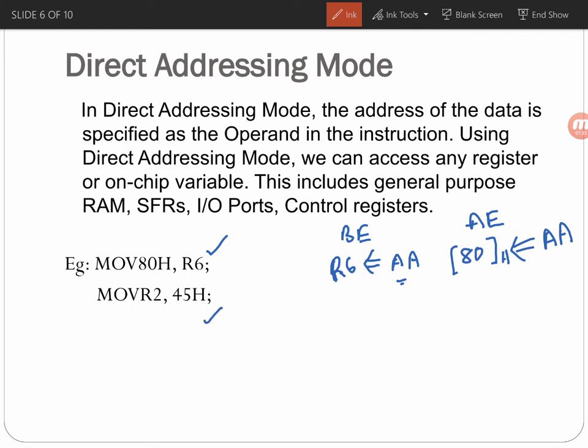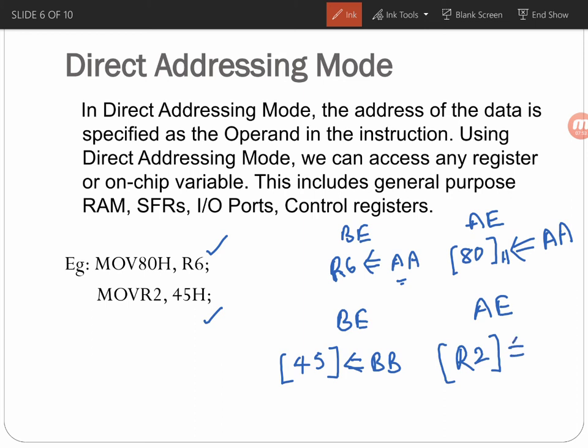And second, MOV R2, 45H. So before execution, assume that in the RAM location 45, there is some data BB. So after execution, what happens? The register R2 will have BB. The content of the memory location 45 will be copied to R2.